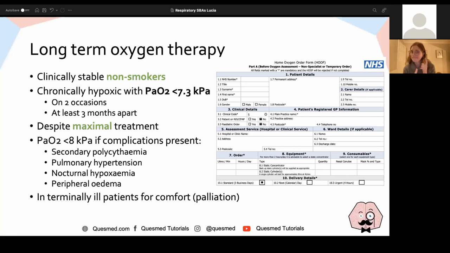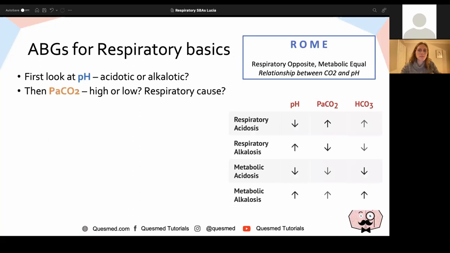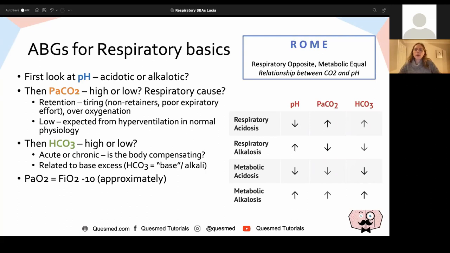So talking about ABGs really quickly, we've mentioned them earlier and we've seen a couple of them. Here's a quick way to look at ABGs. If you struggle with them, I'm not going to go into too much detail, but you can practice this anytime, pick up a couple of ABGs and have a look. The first thing you should always look at is the pH. Is the pH acidotic or alkalotic? Is it high? Is it low?